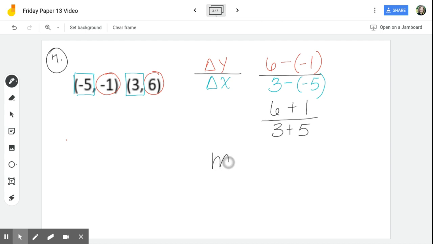So m is equal to 7 divided by 8. And that's just another way of saying 7/8, right? So the answer for number 7 is 7/8.